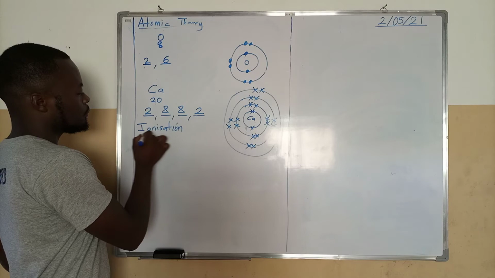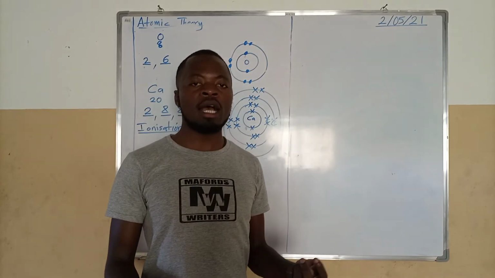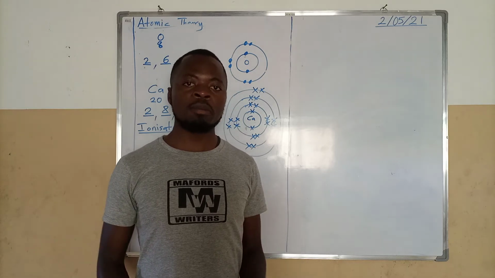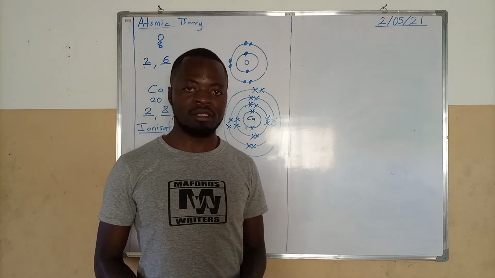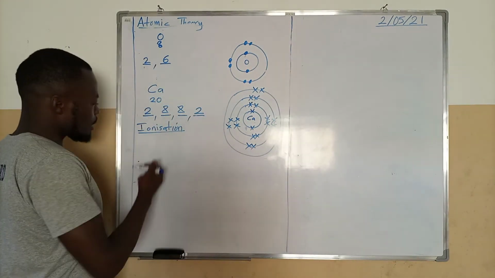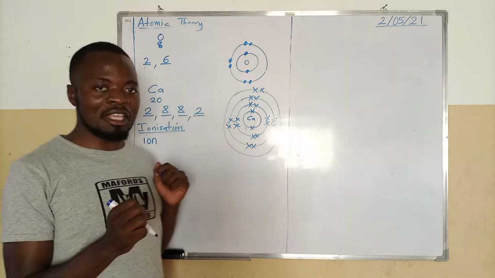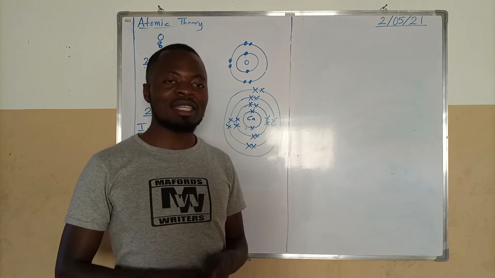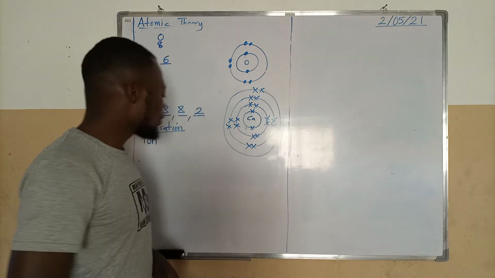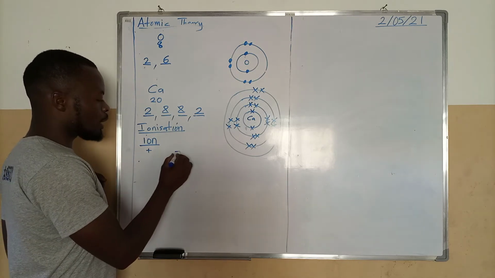Ionization is simply the process by which an atom becomes an ion. That process by which an atom is becoming an ion is what we're calling ionization. Let's say, what is an ion? An ion is simply a charged atom. So when an atom is charged, we say it is an ion. Atoms can either have a positive charge or a negative charge.